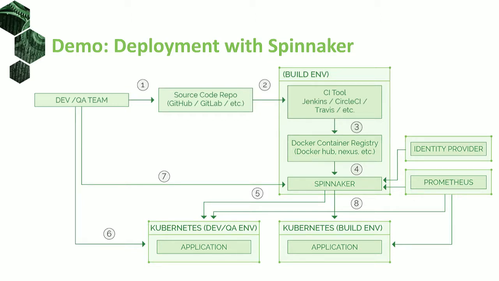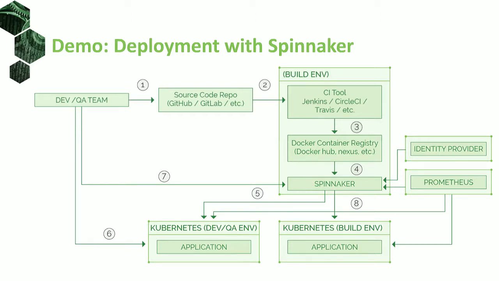And then Spinnaker looks for changes both from the source code repository, if you use manifest-based integration with Kubernetes, or it is notified by the container registry about new images available. And then based on those changes and the pipelines that you have configured in Spinnaker, it may, for example, automatically update a new version to your QA environment in Kubernetes.